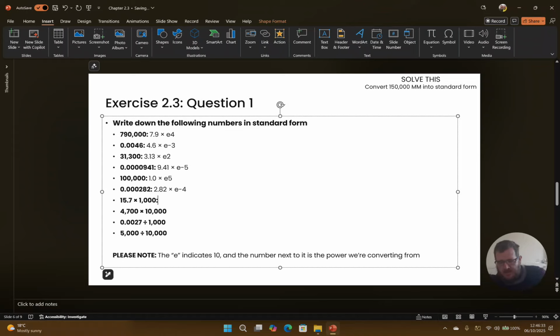15.7 times 1,000. Do 15.7 and times that by 1,000. So you then got 1, 2, 3. I think so, yeah, 15.7 times it by the 1,000 first. So that's 10, 100, 1,000.